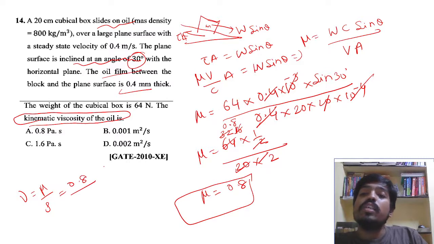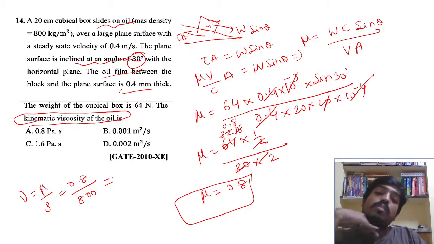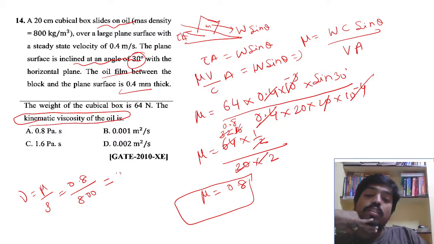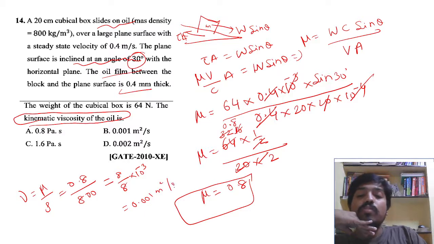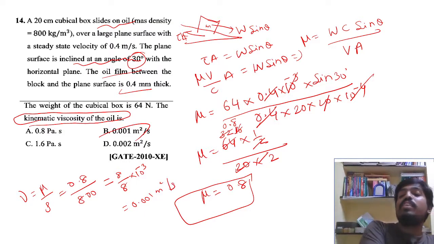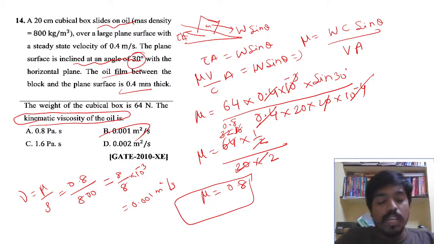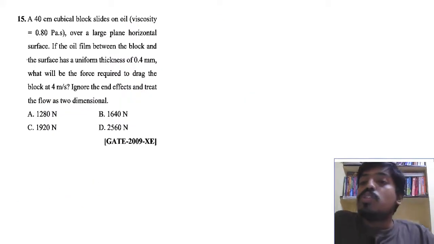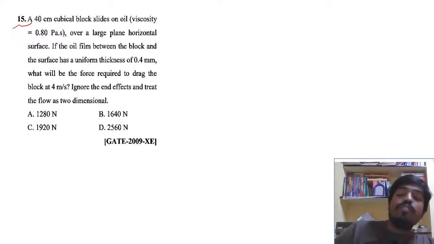0.8, what is the density? 800. What is the answer, man? So 0.8 divided by 800, which is 10 to the power of minus 3, 0.001 meter square per second. Answer is B, because they are asking kinematic viscosity. Remember that.